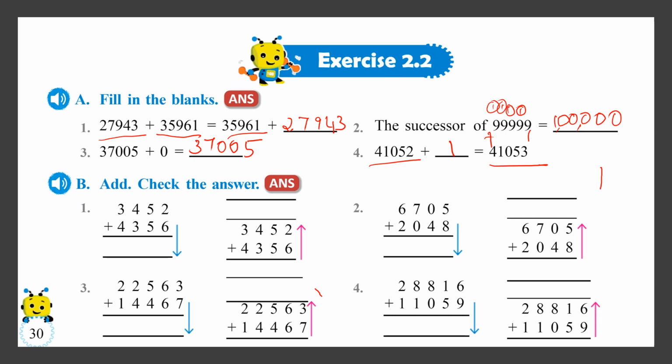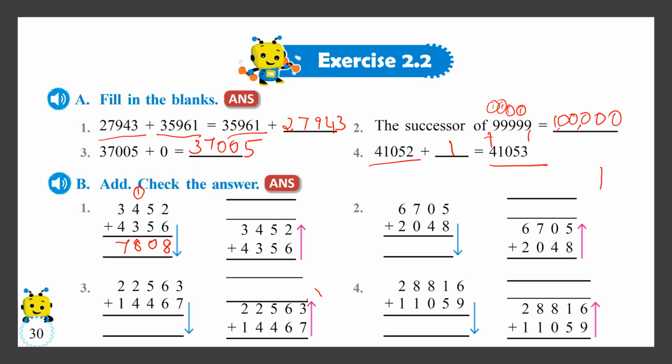6 plus 2 is 8. Yes. Then we move on to tens place. 5 plus 5 is 10. Carry over is 1 in hundreds place. 3 plus 4 is 7. 7 plus 1 is 8. 4 plus 3 is 7.